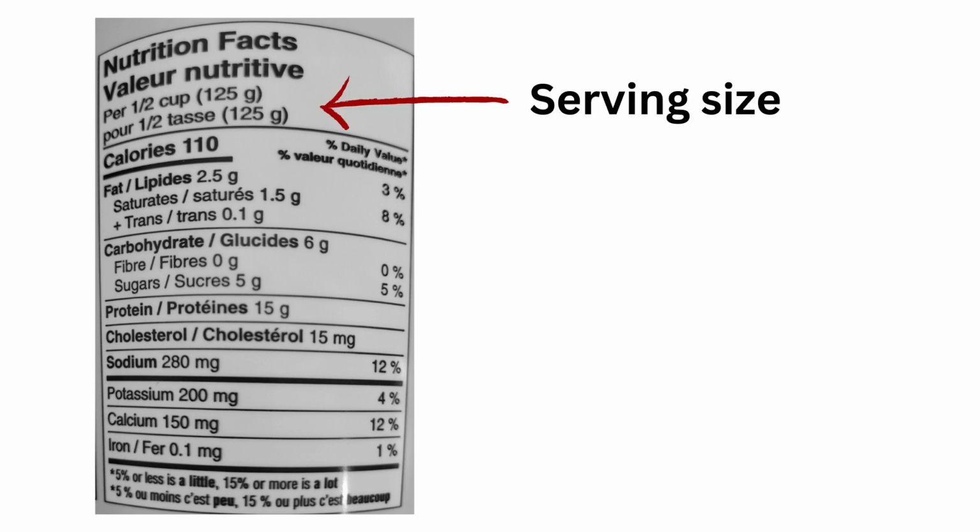First, you have the serving size at the top of the food label. And the serving size is very important because it tells you the amount of that particular food that the nutrition information is for. In this example, I'm looking at cottage cheese. The serving size on this nutrition facts table is half a cup, or 125 grams.